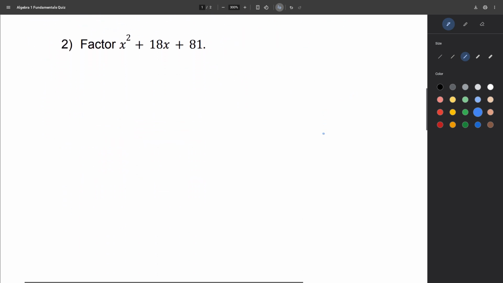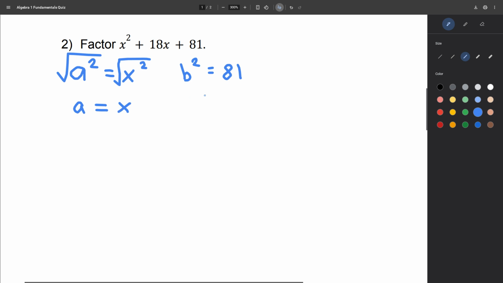So the second one, we're going to factor x squared plus 18x plus 81. So we're going to say, well, a squared is going to be x squared, b squared going to equal 81. So we'll take the square root of both sides here. We'll get a is equal to x. Take the square root of both sides here. B is equal to 9.